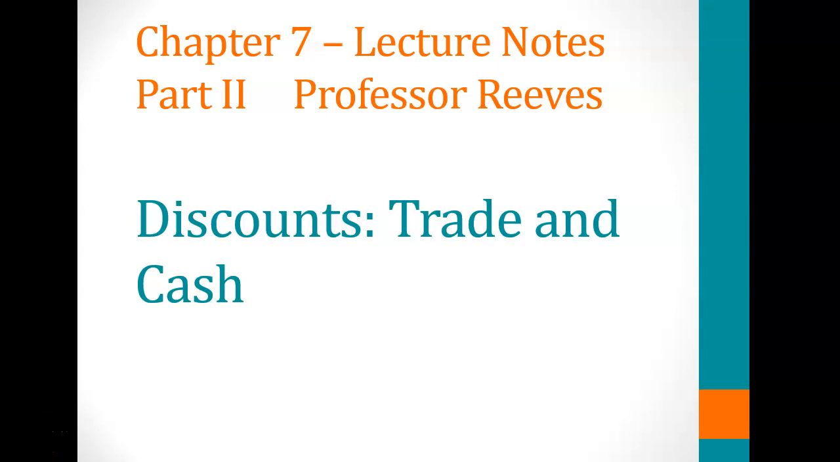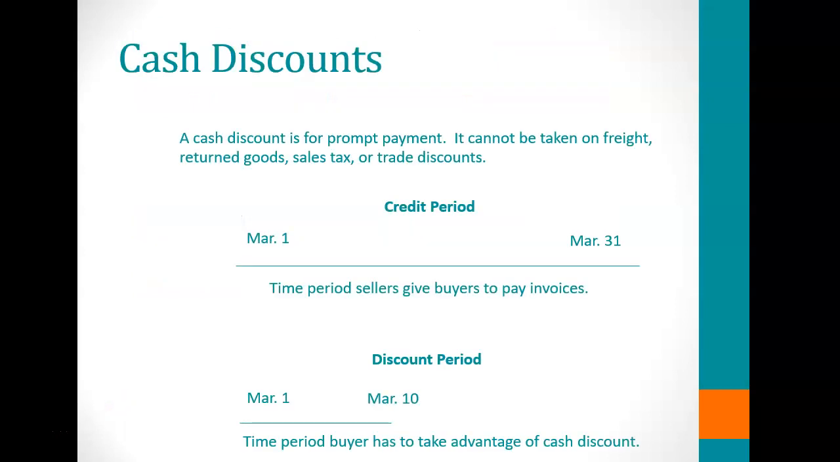We're back. We're now ready for part two of our lecture notes on chapter 7, dealing with discounts, trade, and cash. This next section focuses on what's known as a discount period or a credit period. And we're mainly looking at different types of invoices.